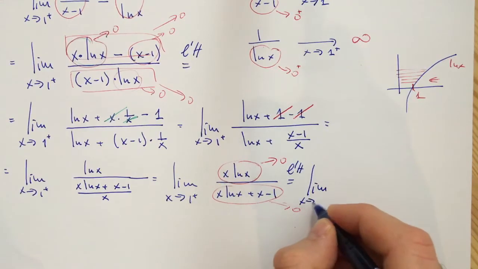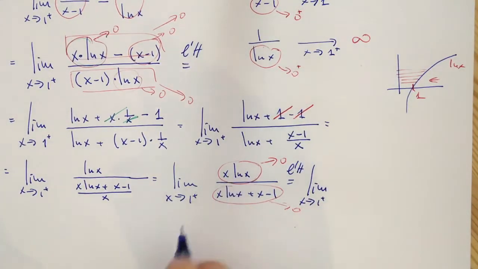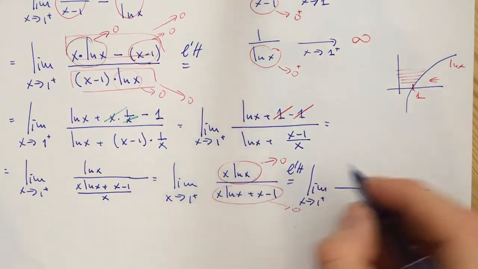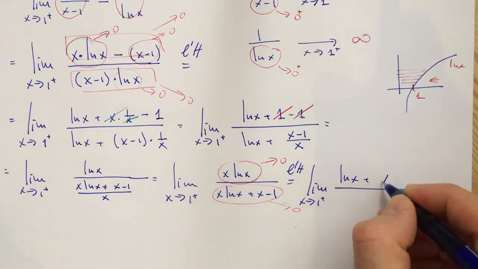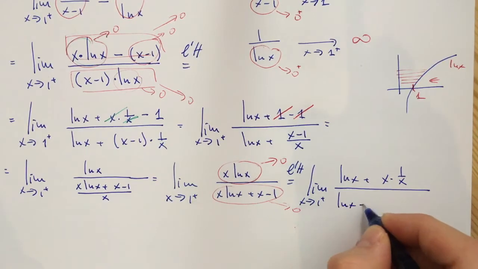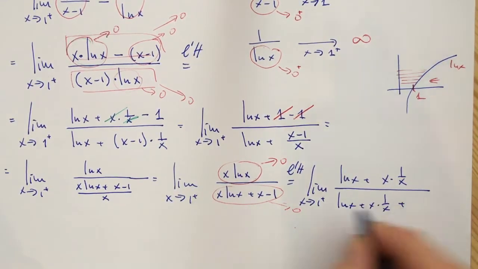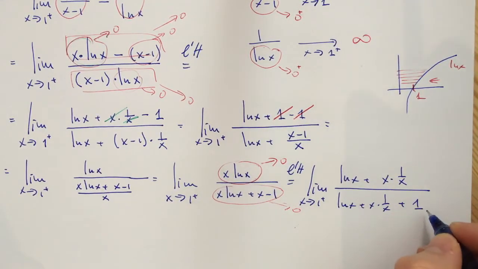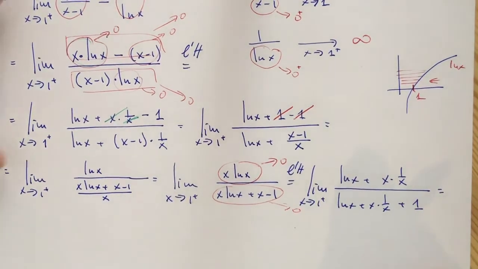And one more time I have to deal with the product rule here. Derivative of x is 1, so just ln of x plus x times 1 over x. The derivative of the same expression here, plus the derivative of x, which is 1. Now let us simplify this expression a little bit.